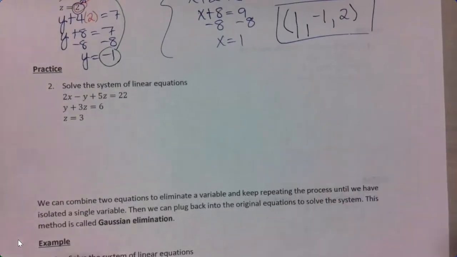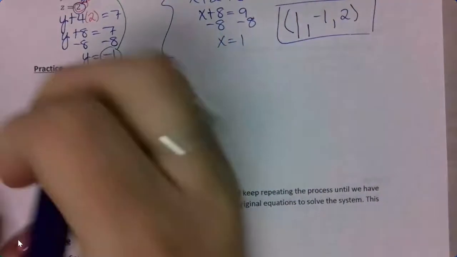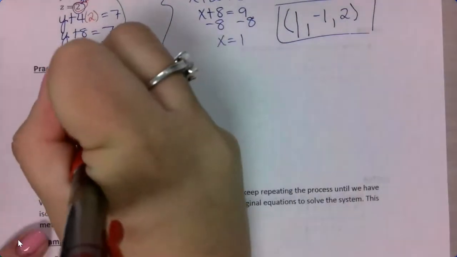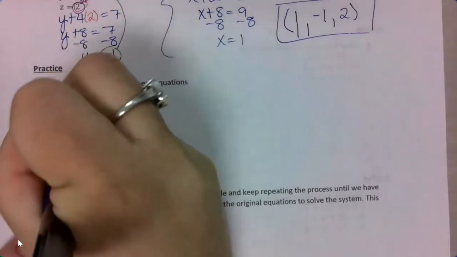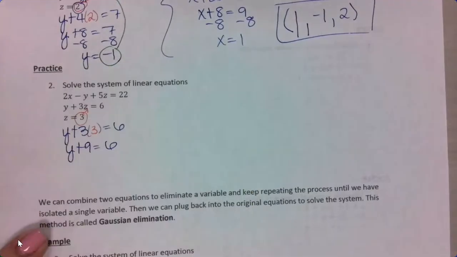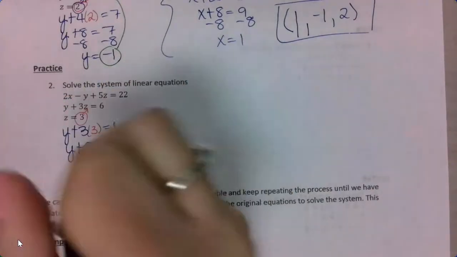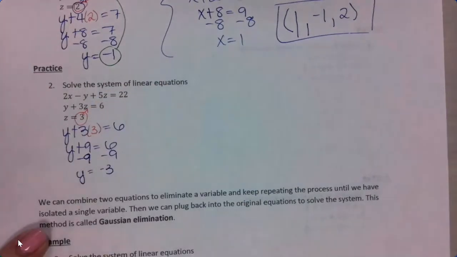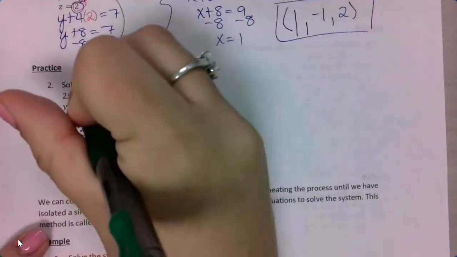So for number 2, same idea. I'm going to take this z and plug in right here. So I'm going to have y plus 3. My z value was 3. This equals 6. So I have y plus 9 equals 6. I'm going to subtract 9 on both sides. Gives me y equals -3. Now I want to go ahead and plug into my first equation. I'm going to plug that value in for z up there, and this value in for y over here.